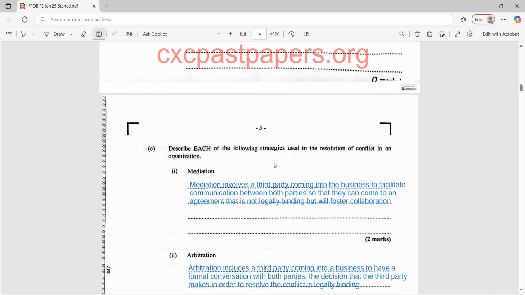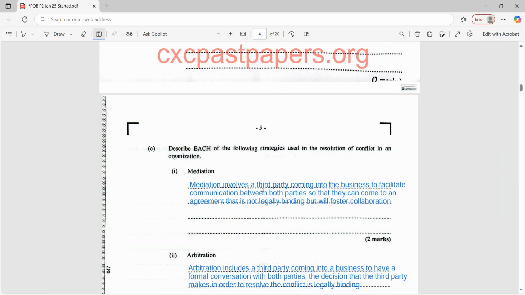Then it says describe each of the following strategies used in the resolution of conflict in an organization. The first one being mediation. So mediation, that is when a third party comes into the business and they try to facilitate communication between the 2 persons who are involved in the conflict. And they do that so that they can come to an agreement that is not legally binding, but only so that it can foster collaboration between the 2 parties.